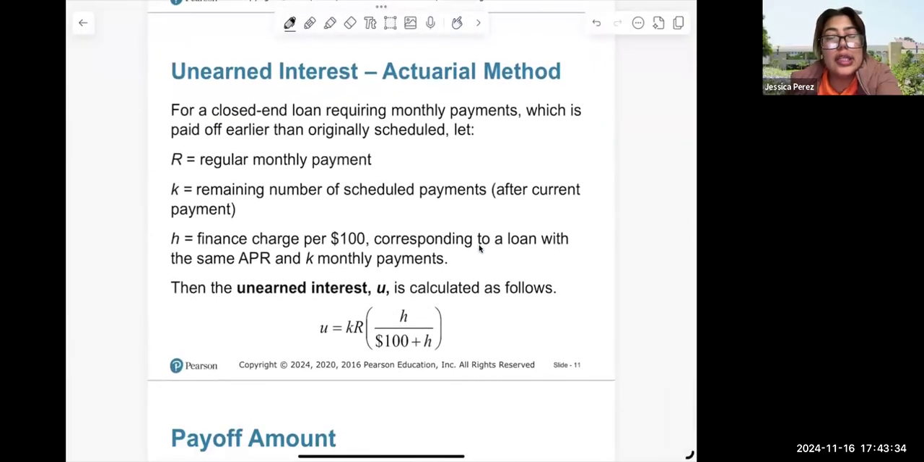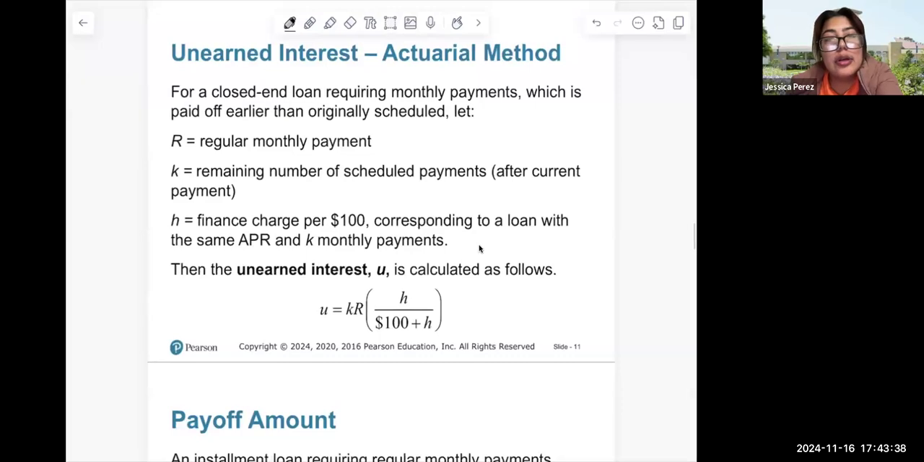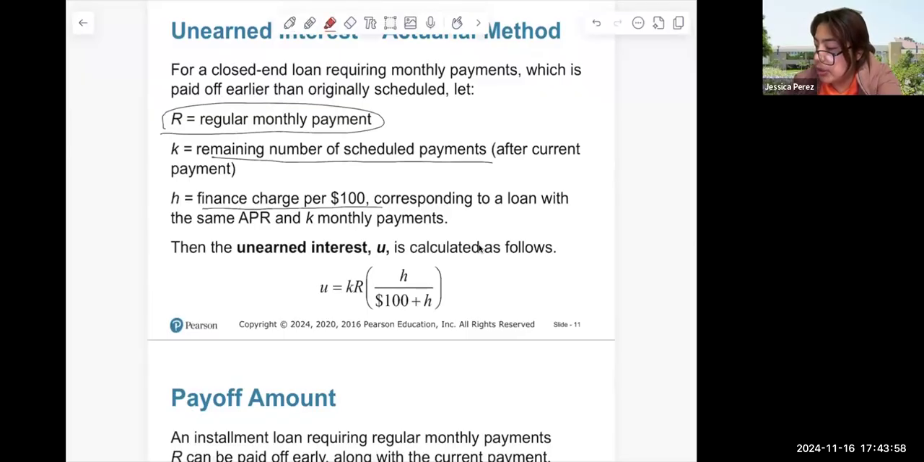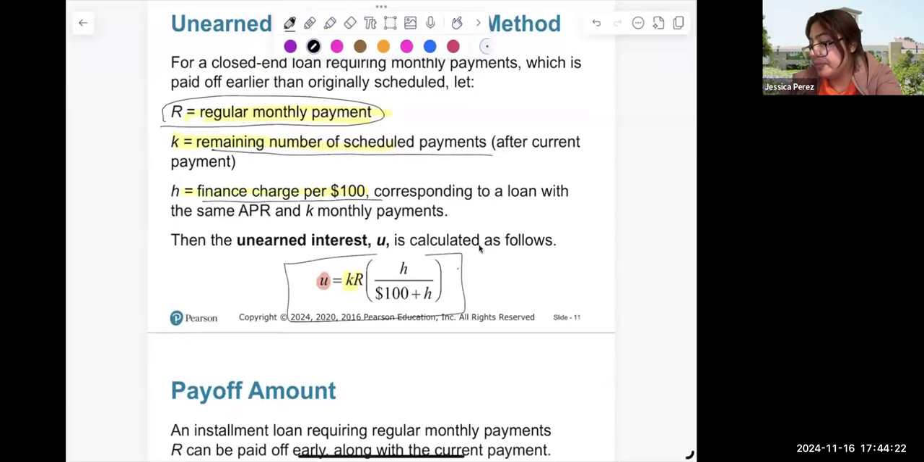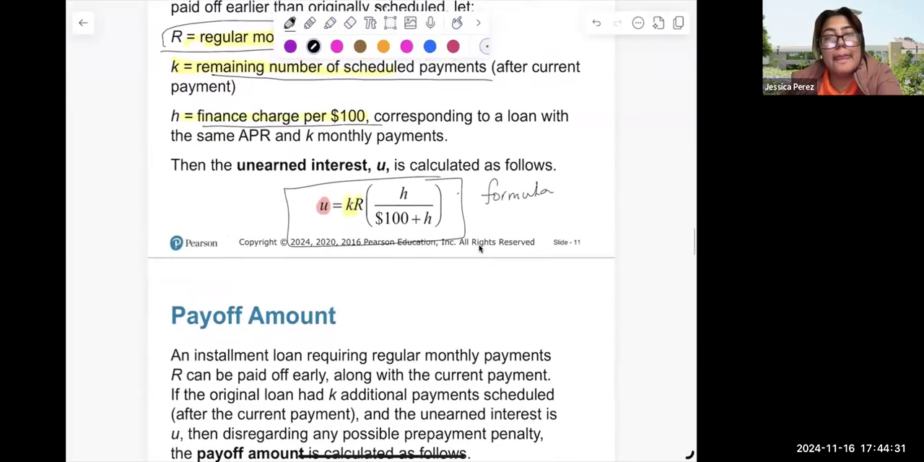For the unearned interest by the actuarial method, for a closed-end loan requiring monthly payments which is paid off earlier than the original schedule, let R be the regular monthly payment, K be the remaining number of scheduled payments, and H be the finance charge per $100. Then the unearned interest is equal to K, the remaining number of scheduled payments, times R, the regular monthly payment, times H, all over 100 plus H. This is the formula for the unearned interest, so make sure you have that down.